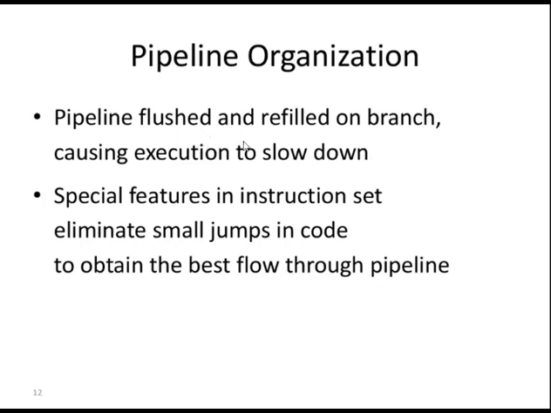Now, the pipeline is flushed and refilled on a branch, causing execution to slow down. Then special features in the instruction set eliminate small jumps in code to obtain the best flow through the pipeline. See, this flow is constant.